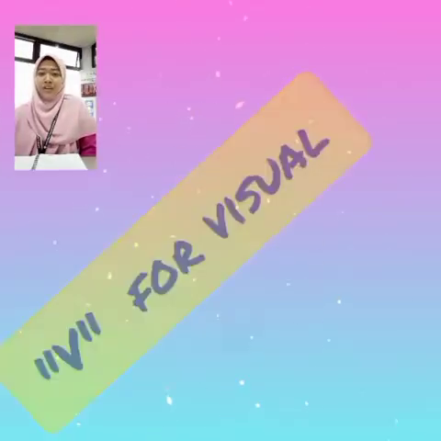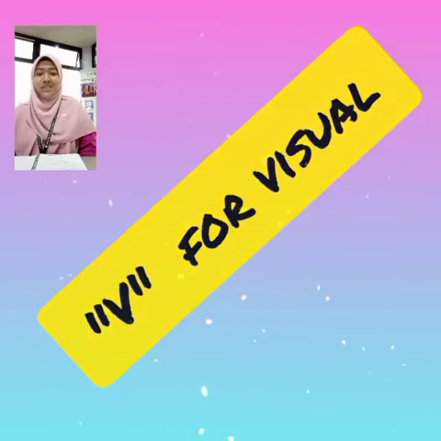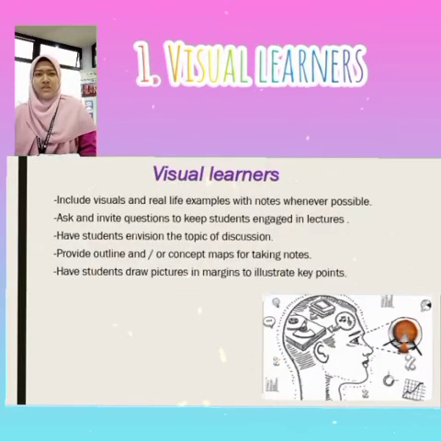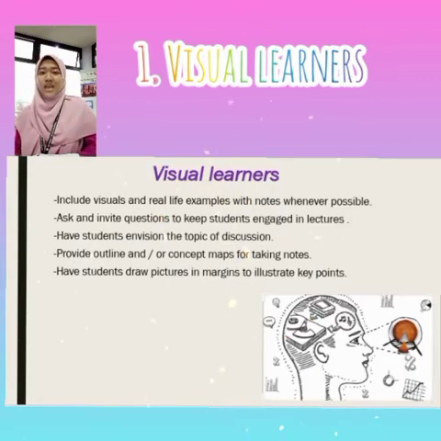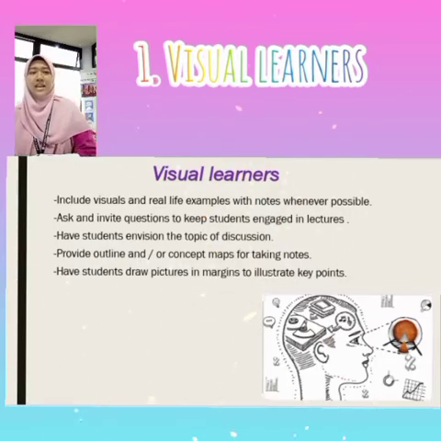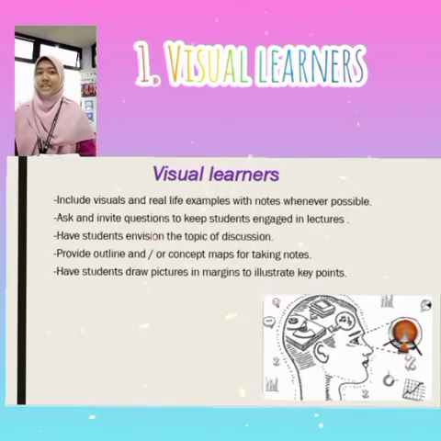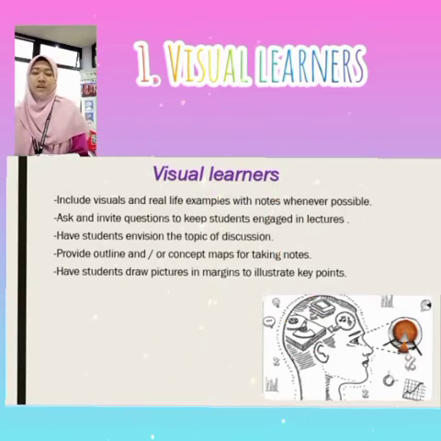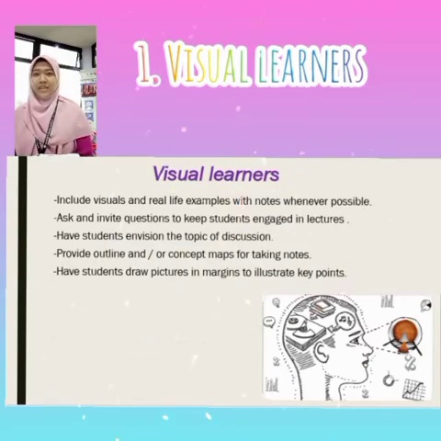The first one of VARK is V for visual learners. What is the meaning of visual learners? Visual learners include visual and real life examples with notes whenever possible. They also ask and invite questions to keep students engaged in lectures, have students envision the topic of discussion, provide outlines and or concept maps for taking notes. Besides, have students draw picture images to illustrate key points.